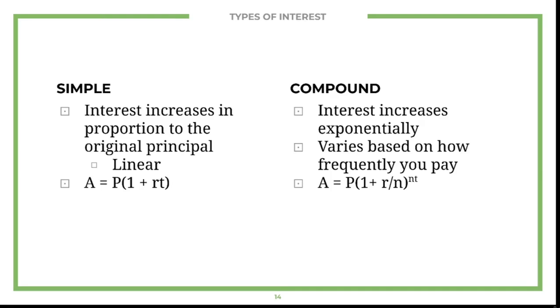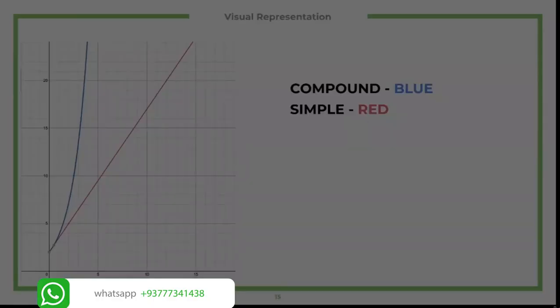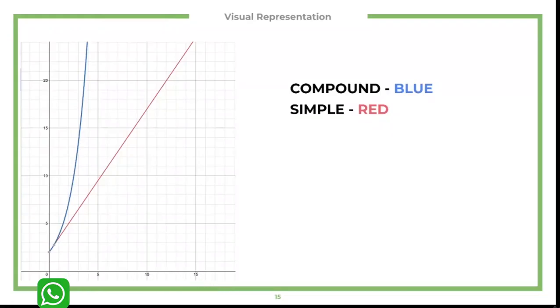So the formula here is the amount equals the principal times 1 plus the interest rate over the number of times you're paying in a given period, to the power of the number of times you're paying in a given period times the total time that you've had the interest, so the interest period. So here's a visual representation. As you can see, compound interest is blue and it looks exponential. And simple interest is a line, which is what I explained in the previous slide.